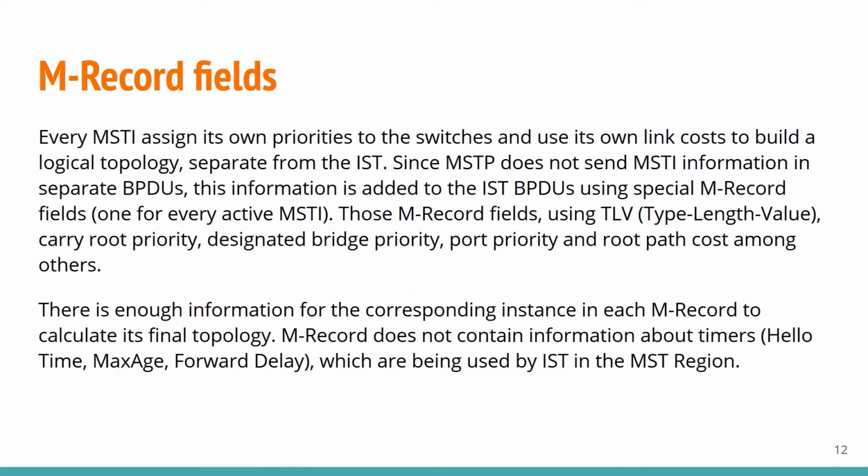M record fields. Every MSTI assigns its own priorities to the switches and uses its own link costs to build a logical topology separate from the IST. Since MSTP does not send MSTI information in separate BPDUs, this information is added to the IST BPDUs using special MRecord fields, one for every active MSTI. Those MRecord fields, using TLV, carry root priority, designated bridge priority, port priority, and root path cost, among others. There is enough information for the corresponding instance in each MRecord to calculate its final topology.